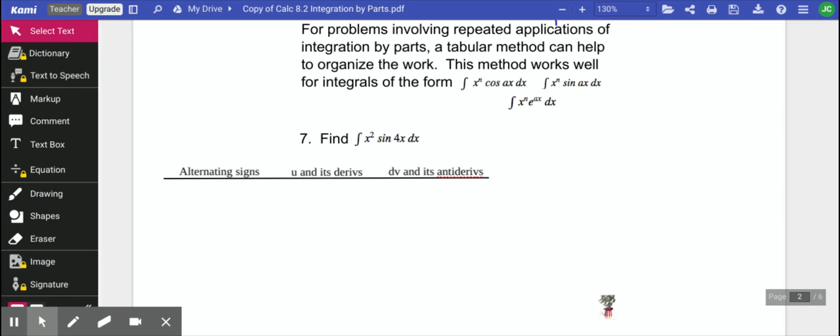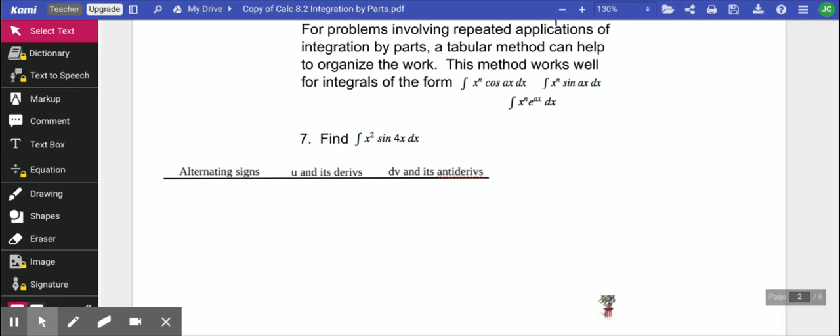So when you see problems that look like this, and you know that you're going to have to do integration by parts more than once, it's helpful to set up a table. This is also really good if you can see you're going to need to do integration by parts like 4 times. You definitely want to go with the table. So we're going to use this to find the antiderivative of x squared sine of 4x dx. You can see from the previous ones we did, this is going to be integration by parts more than once.